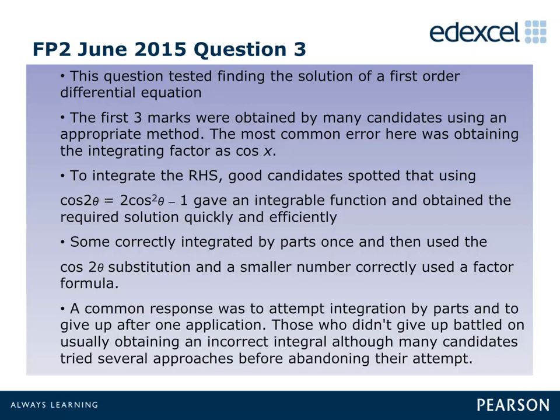To integrate the RHS, good candidates spotted that using cos 2 theta equals 2 cos squared theta minus 1 gave an integrable function and obtained the required solution quickly and efficiently. Some correctly integrated by parts once and then used the cos 2 theta substitution, and a smaller number correctly used a factor formula. A common response was to attempt integration by parts and to give up after one application.